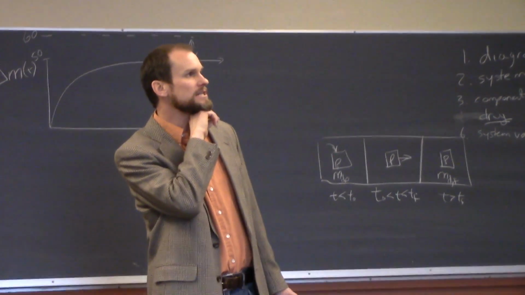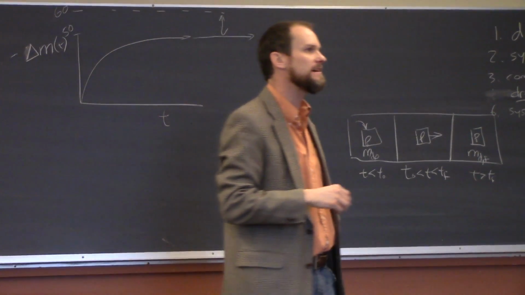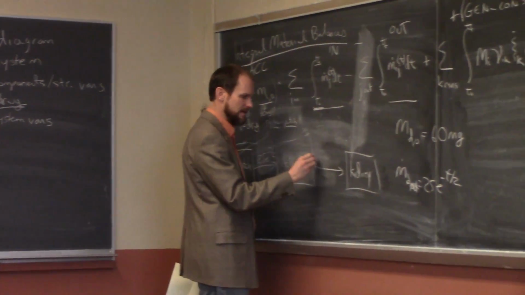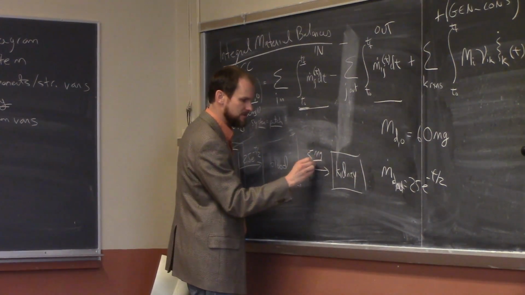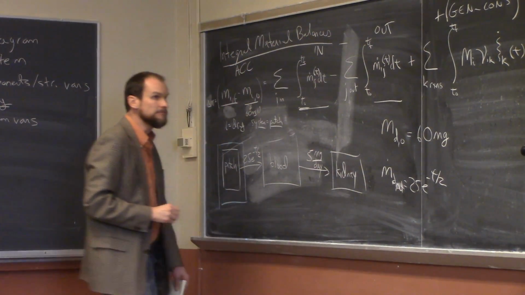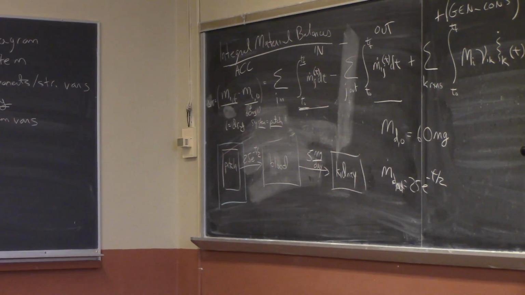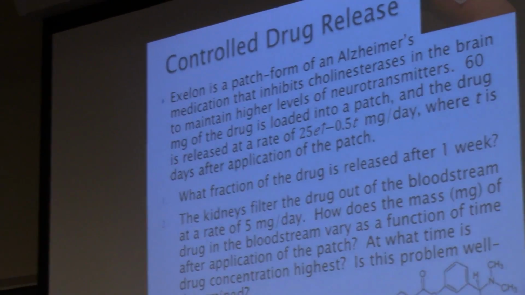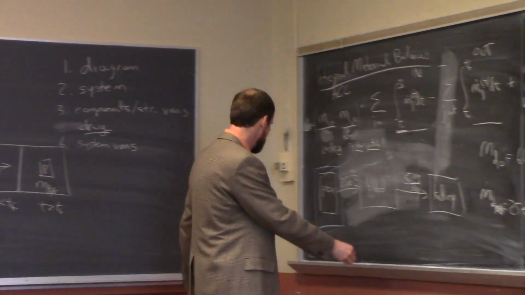Okay, so number 2. Kidneys filter the drug out of the bloodstream at the rate of 5 milligrams a day. Where does that go in my picture? Out of the blood, 5 milligrams per day. How does the mass of drug in the bloodstream vary as a function of time after application of the patch? Okay, so we said for this one, we're going to choose a different system.